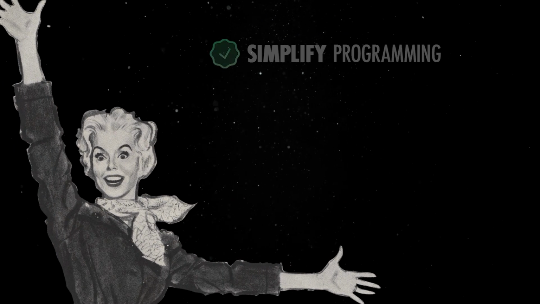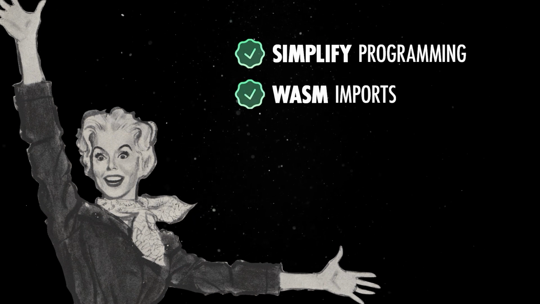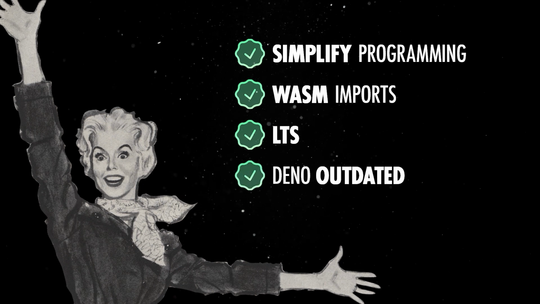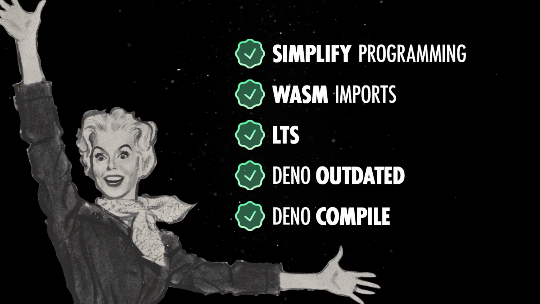Back in October we released Deno 2, but now the celebration is over. We are back at work continuing to simplify programming, and the new 2.1 version comes packed with direct WebAssembly imports, our first long-term support release, improved package management with Deno Outdated, support for bundling assets in Deno Compile, and more.